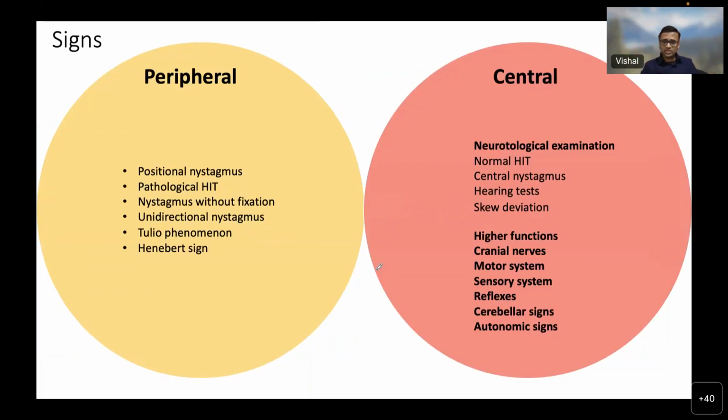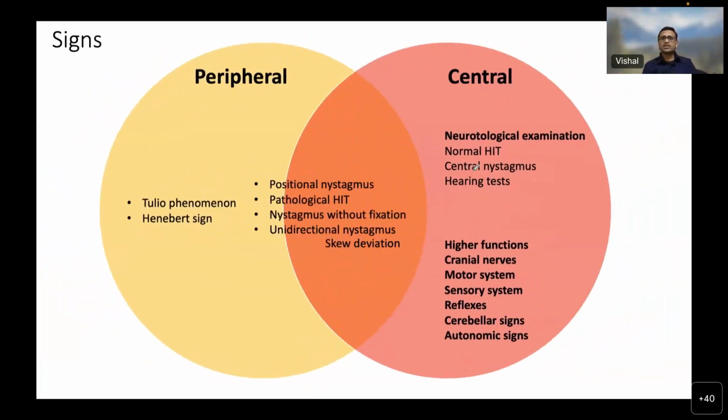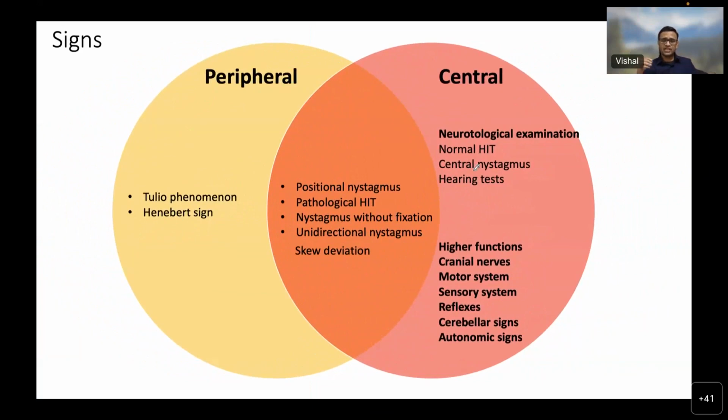Now let us go to the signs. These are the peripheral signs which we commonly see. These are the central signs which we commonly see. And these are the common things, which can be seen in peripheral also and can be seen in central also. So this is the group of things which can be seen in central as well as peripheral. The Tullio phenomenon and the Hennebert sign are the truly peripheral things.